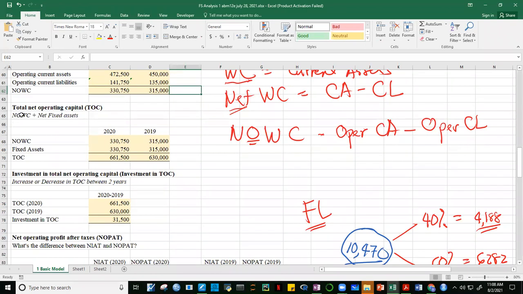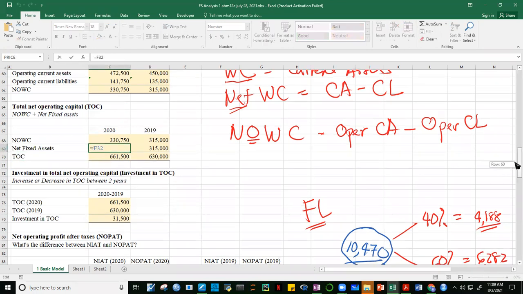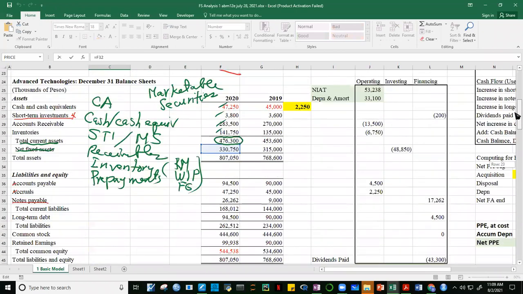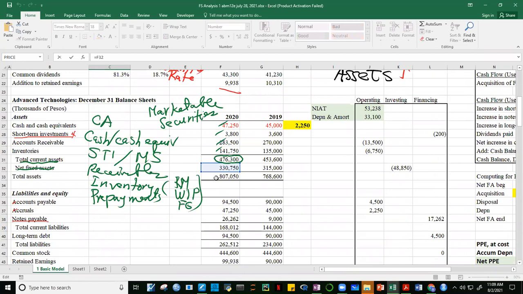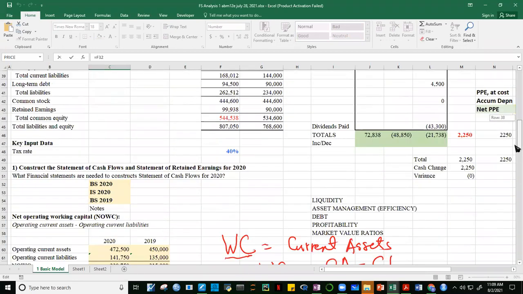And then we also computed the total net operating capital, or TOC, which is just the sum of your net operating working capital and your net fixed assets. We already got NOWC here, and then net fixed assets we can get from the balance sheet. We got the net fixed assets from the balance sheet, F32. F32 here, that's our net fixed assets.